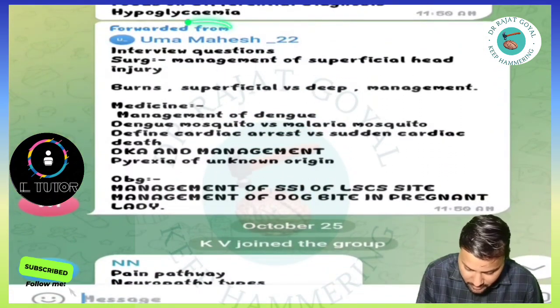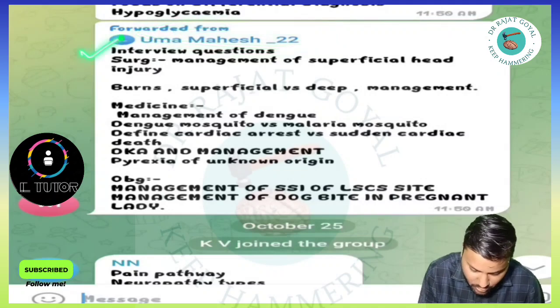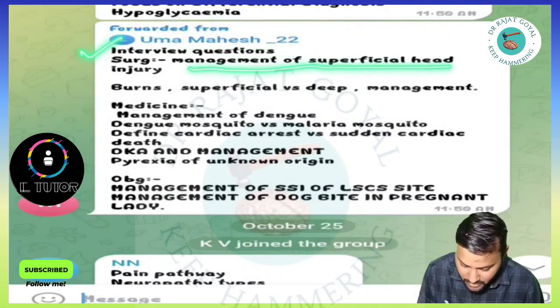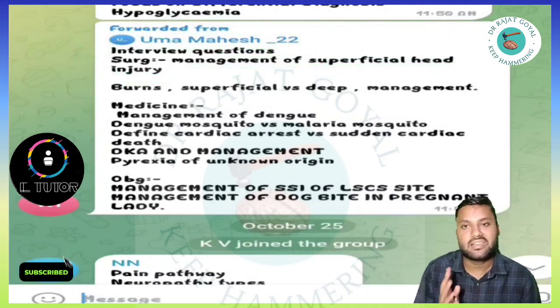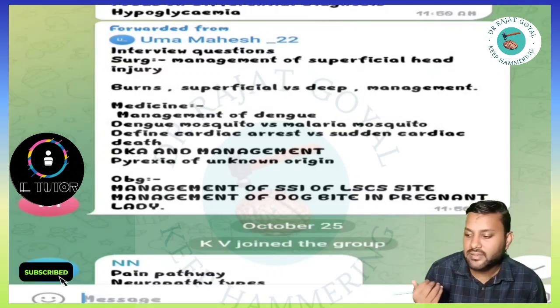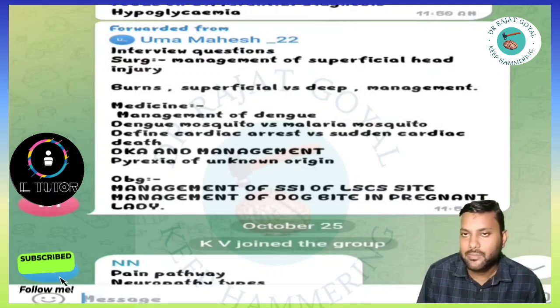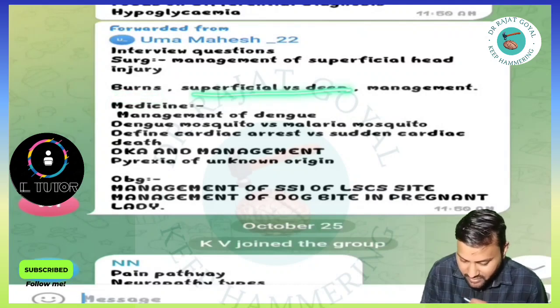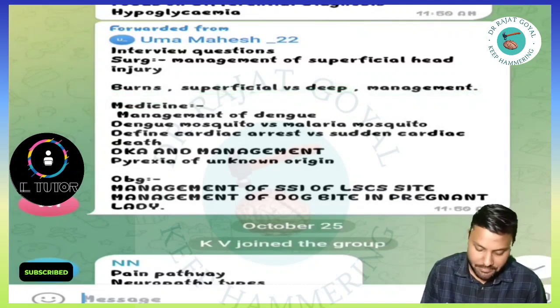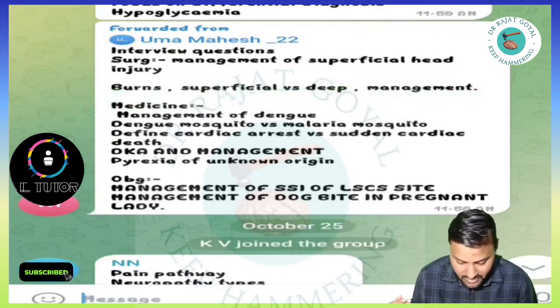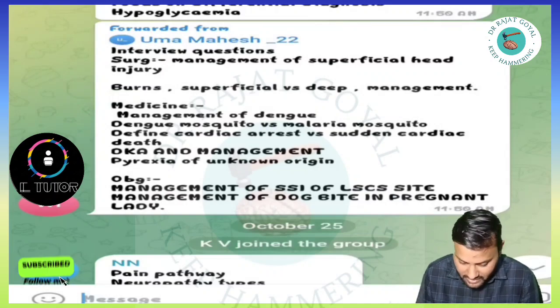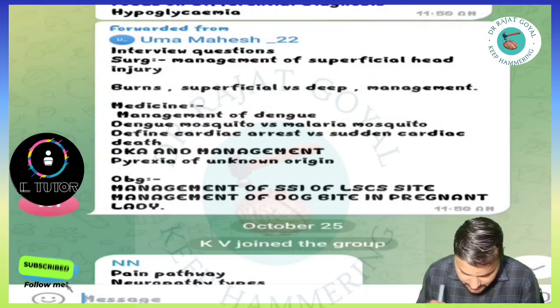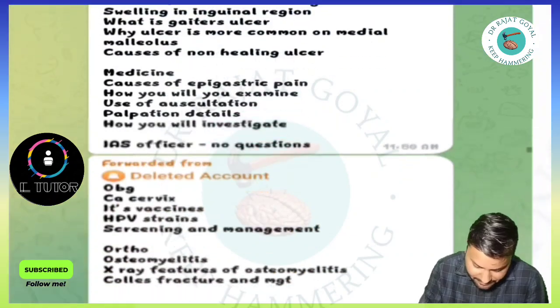Another student Uma Mahesh 22 is saying interview questions are in surgery: management of superficial head injury. So superficial head injury can be either extradural hemorrhage, subdural hemorrhage, anything can be there. Other questions are burn, superficial versus deep burn, and the management. In medicine, management of dengue, mosquito of dengue versus malaria mosquito. We have already discussed this, I think. Yes, we have already discussed this.